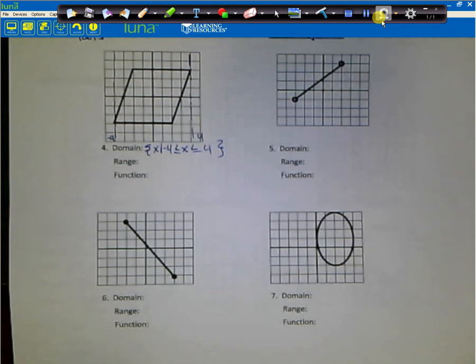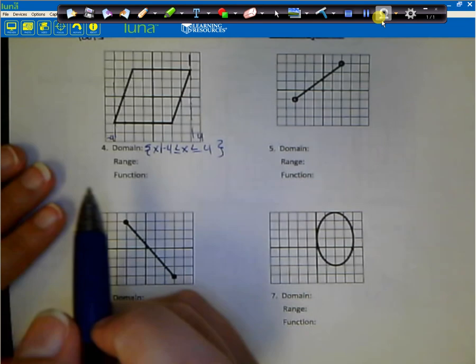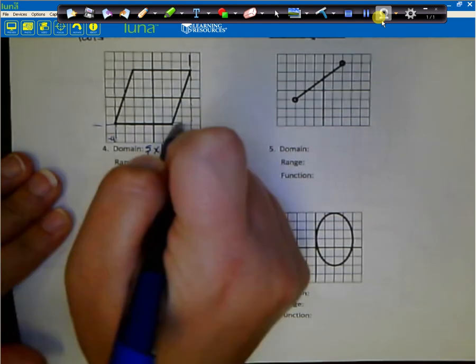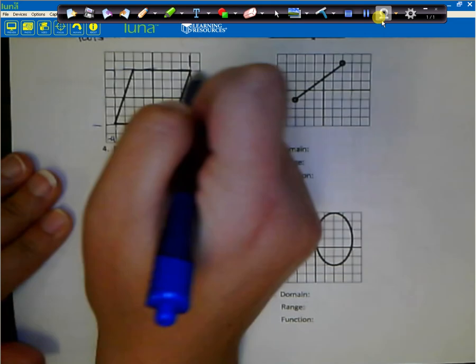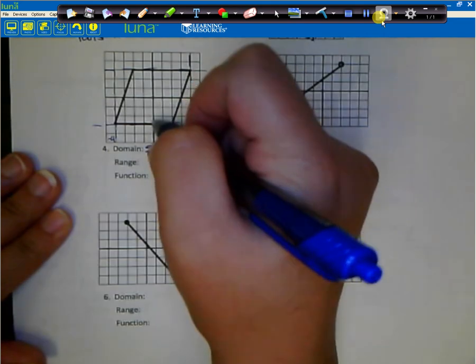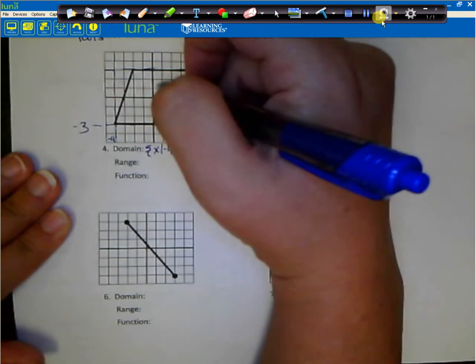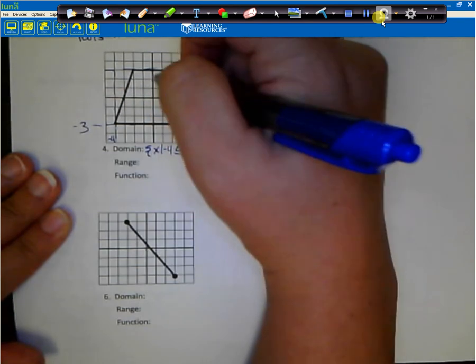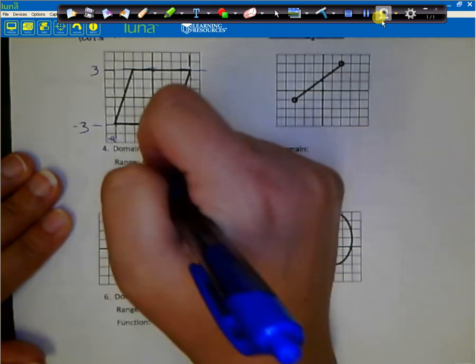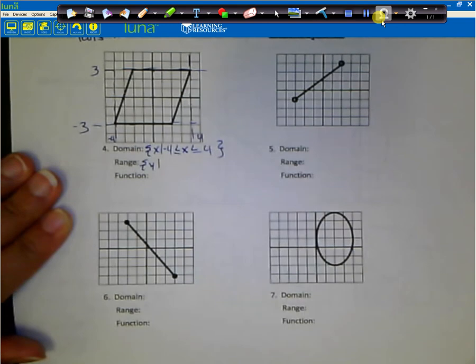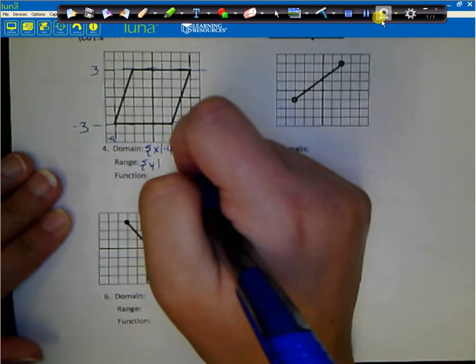I'm going to basically do the same thing with my range, but I'm going to go from the bottom of my picture to the top of my picture. The bottom of my picture is at negative 1, negative 2, negative 3. I'm going to look at the top of my picture, 1, 2, 3, so it's at a positive 3. Again, I'm going to set up my range in my AND set notation, but I'm going to use y's because range is talking about the y values.